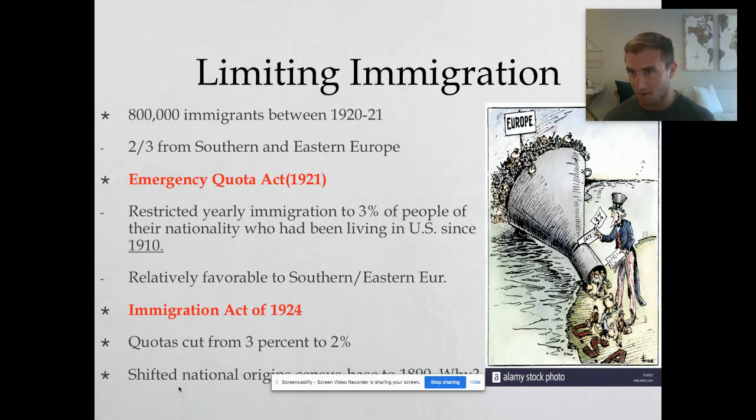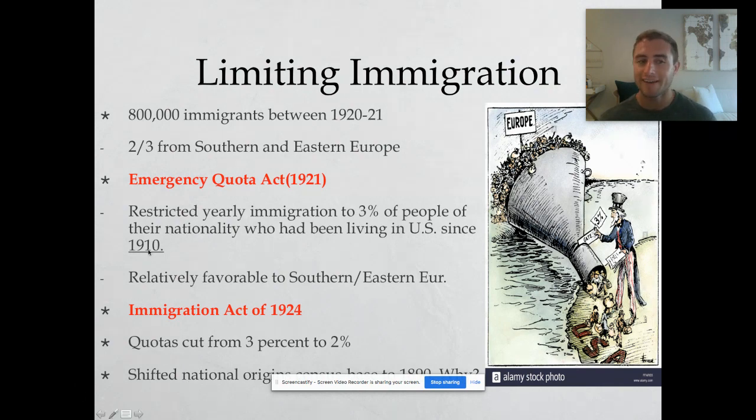Now, why have they set it up like this? What's the purpose of this? Well, the Emergency Quota Act is there because it is going to allow more immigration from the people that already make up the highest nationalities in the United States. It's going to allow, for instance, more immigrants coming from Great Britain than it is from people coming from Russia or from Croatia or from Poland, what have you. And so this is discriminatory to new immigrants coming in from Southern and Eastern Europe.